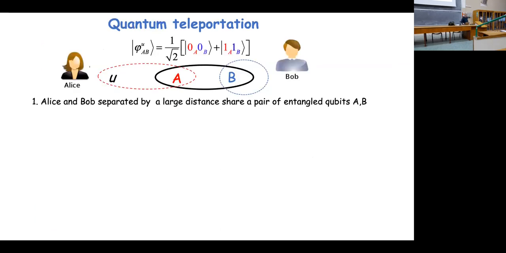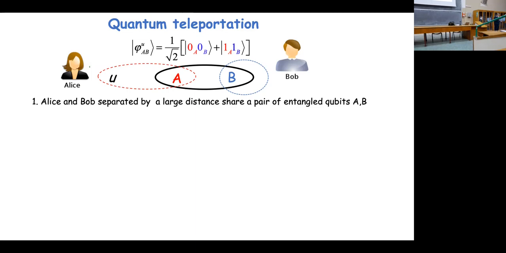So I will finish now by sketching a little bit what quantum teleportation is about. Quantum teleportation is a procedure which was invented about 30 years ago and which was demonstrated later with two-level systems. It consists in transmitting a quantum state, a pure quantum state, from Alice to Bob at a very large distance by using a pair of entangled particles.